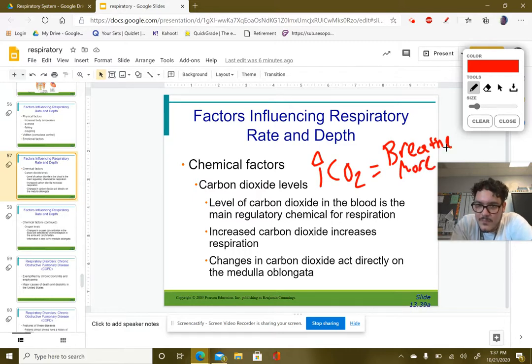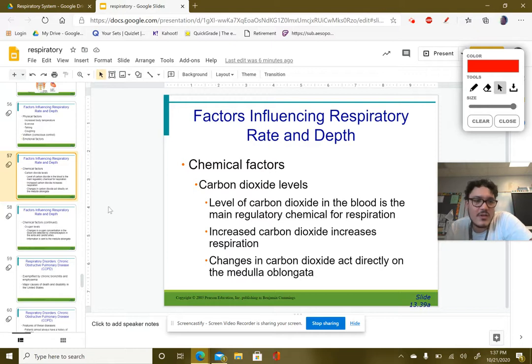Simply put, breathe more. You're just going to breathe more. That makes sense. Too much carbon dioxide. Carbon dioxide is a toxin. It can kill you. So too much carbon dioxide, you need to get it out. So you start breathing heavier and heavier to breathe out all of these toxins.